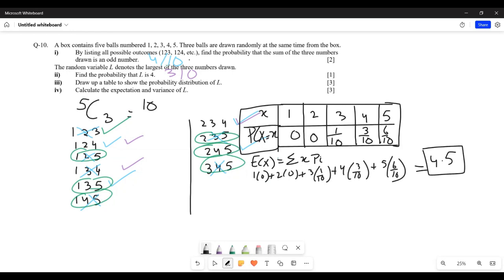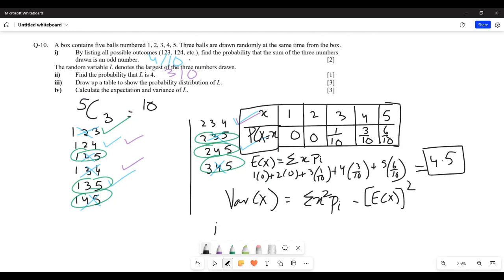Draw up a table. That is done. And now we need the variance. So the formula for variance of x, in variance we do not take a square root. And the formula is summation x square times probability minus square of the expected value.